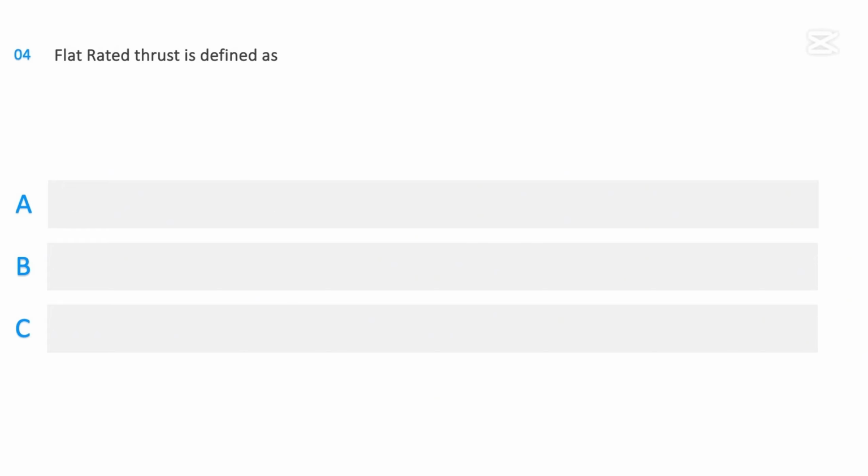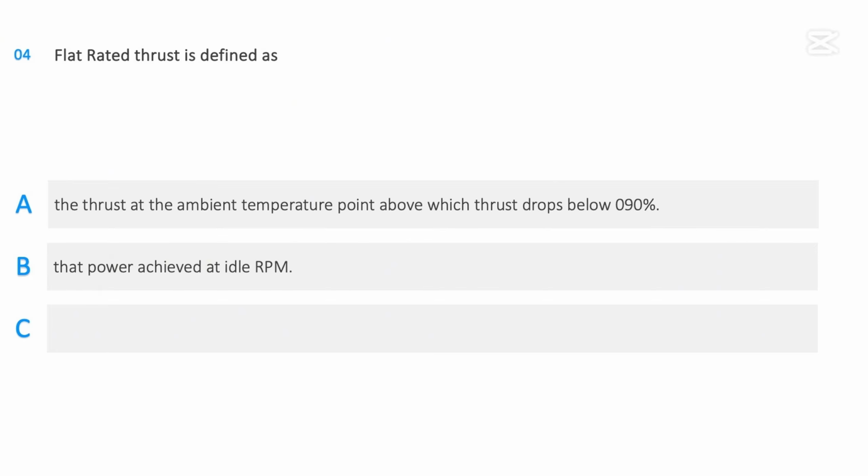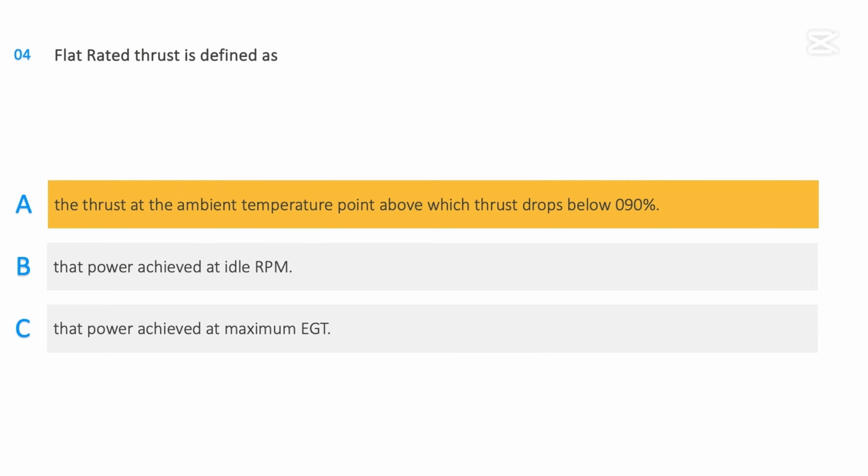Flat rated thrust is defined as the thrust at the ambient temperature point above which thrust drops below 100%. That power achieved at idle RPM. That power achieved at maximum EGT. The correct answer is the thrust at the ambient temperature point above which thrust drops below 100%.